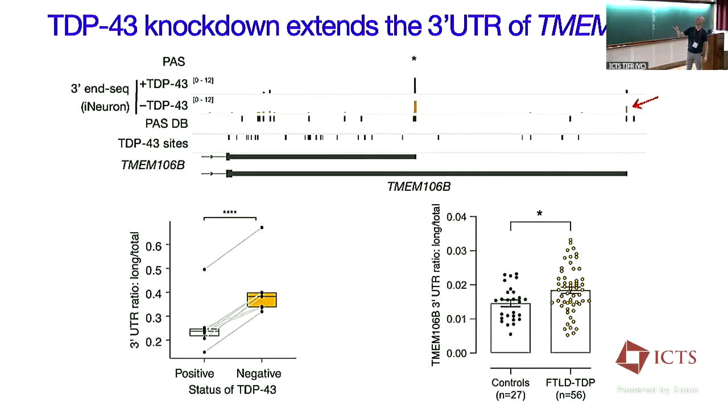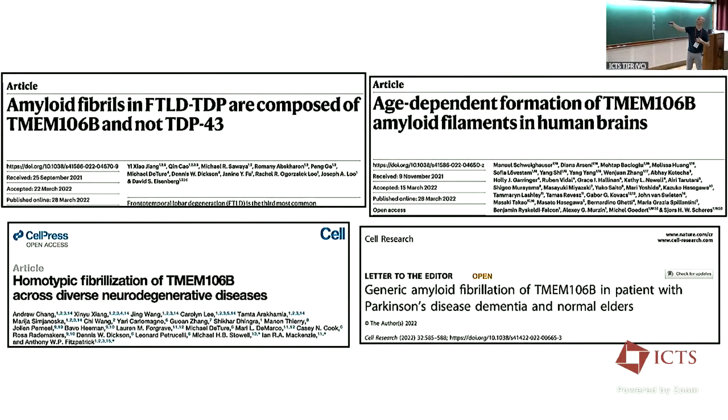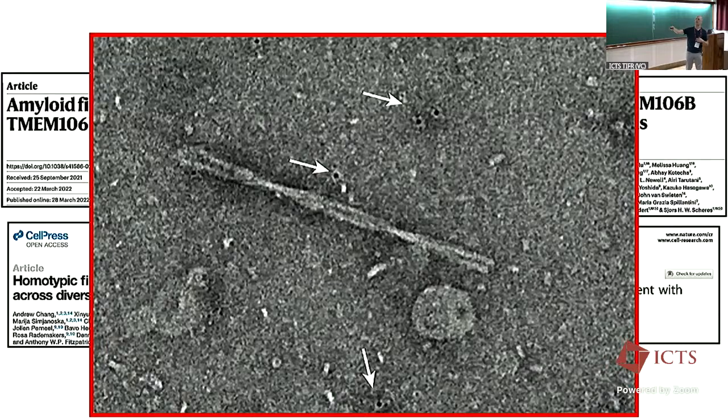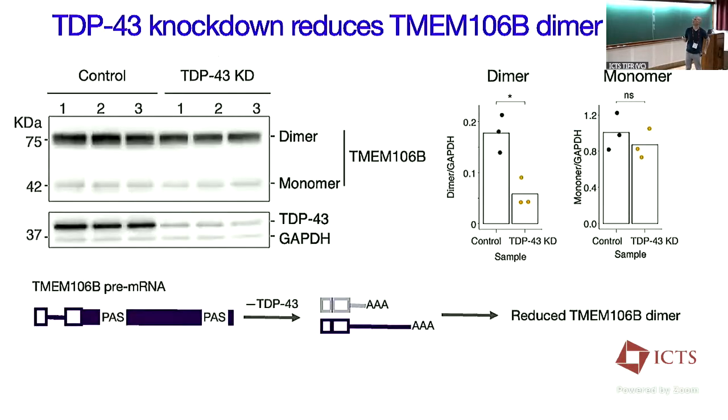This TMEM106B is exciting because it's also a risk factor for FTD, and the 3' UTR gets doubled when you lose TDP-43. And not only is it a risk factor for FTD, it can form amyloid fibrils in the brain of individuals. So we're trying to see how this connects. Let me just skip to here.